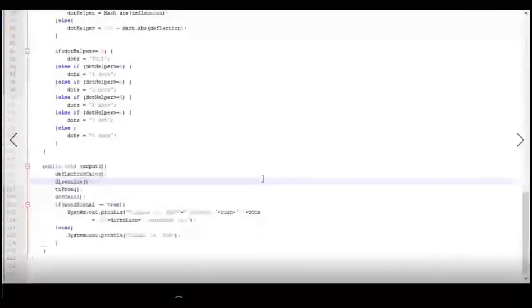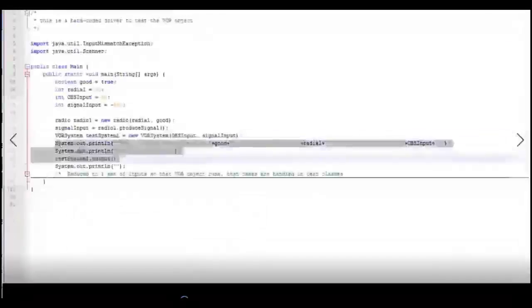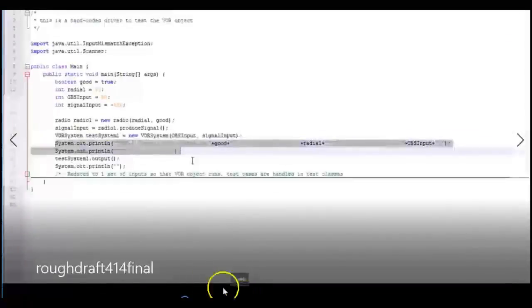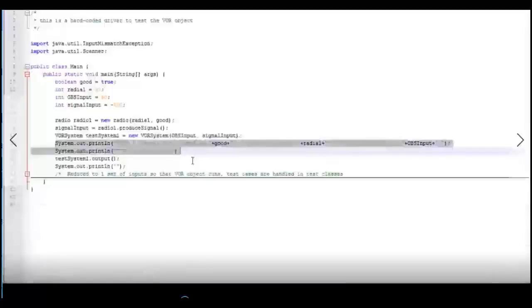Lastly, the output method is responsible for calling the above methods and outputting the various settings as a string, or simply returning bad if either a bad signal or an abeam situation exist.